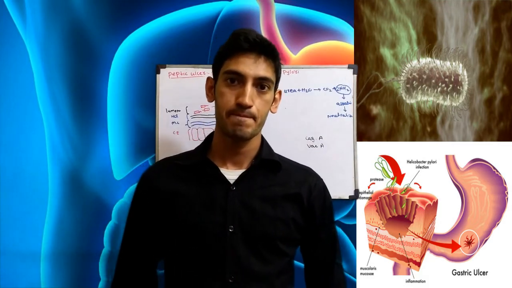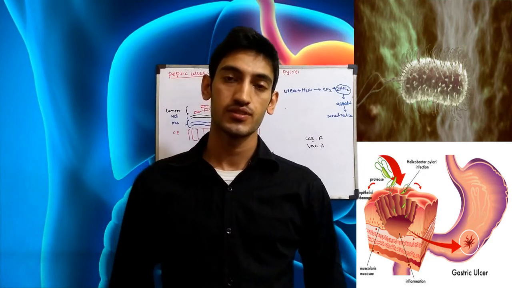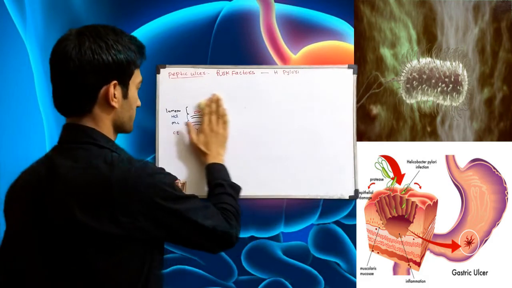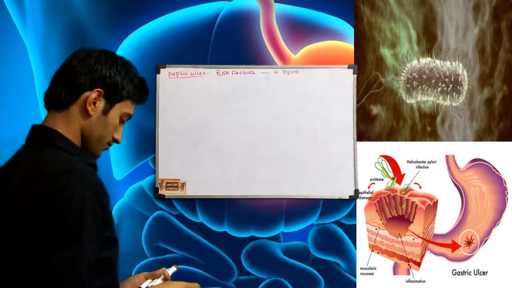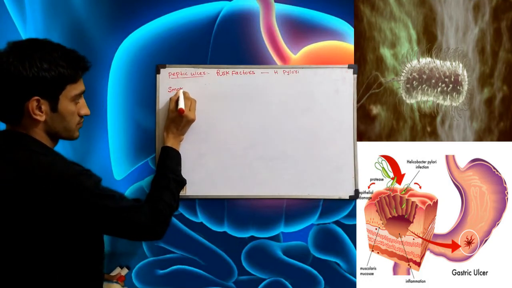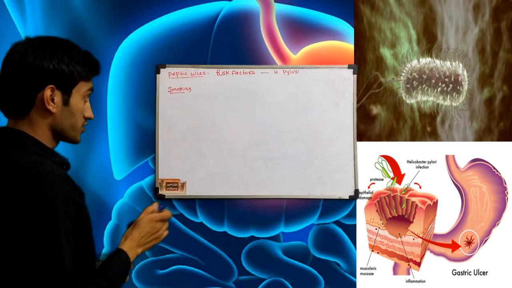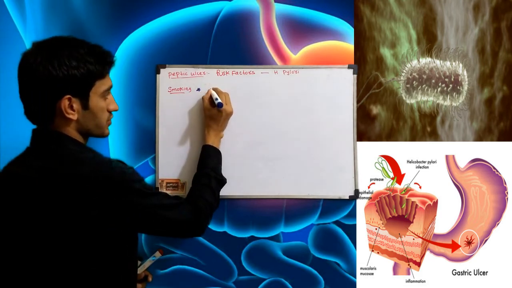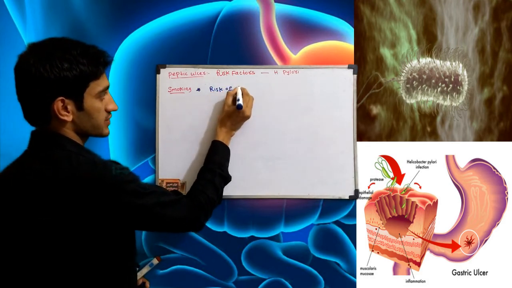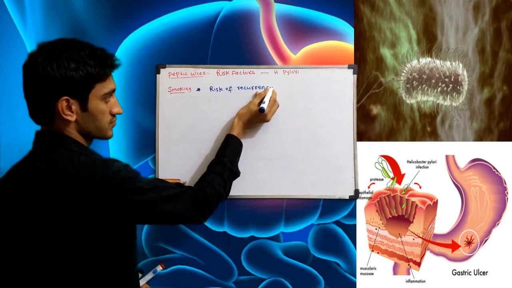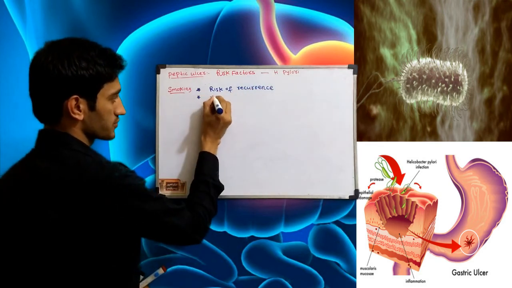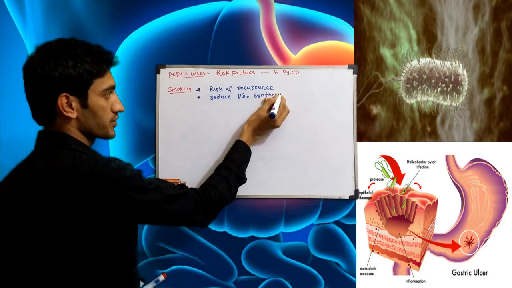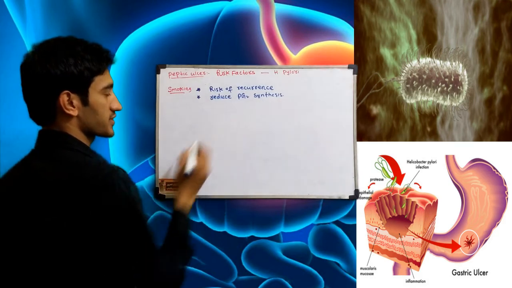So after H. pylori, now we will discuss another risk factor, smoking. It is very easy. Smoking increases the risk of recurrence. It reduces prostaglandins synthesis, and prostaglandins help in the mucosal defense, so it reduces prostaglandin synthesis.